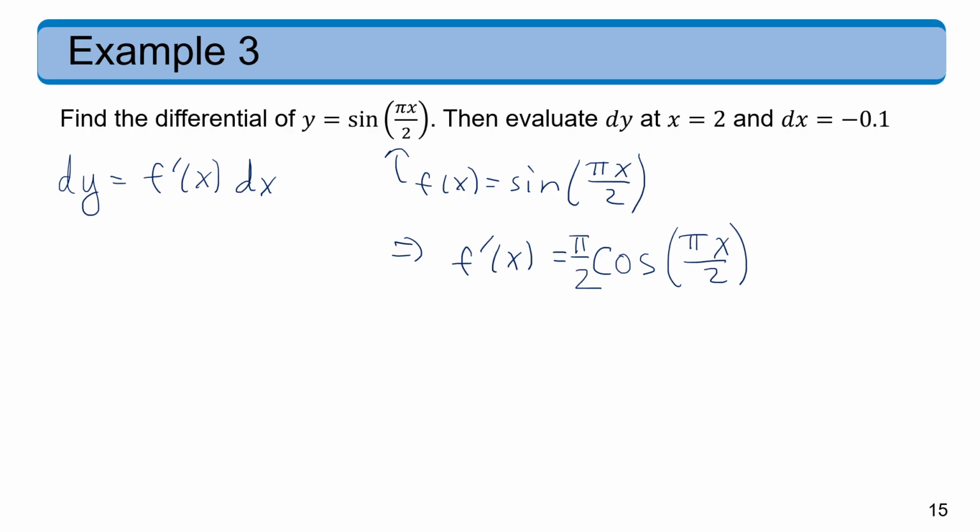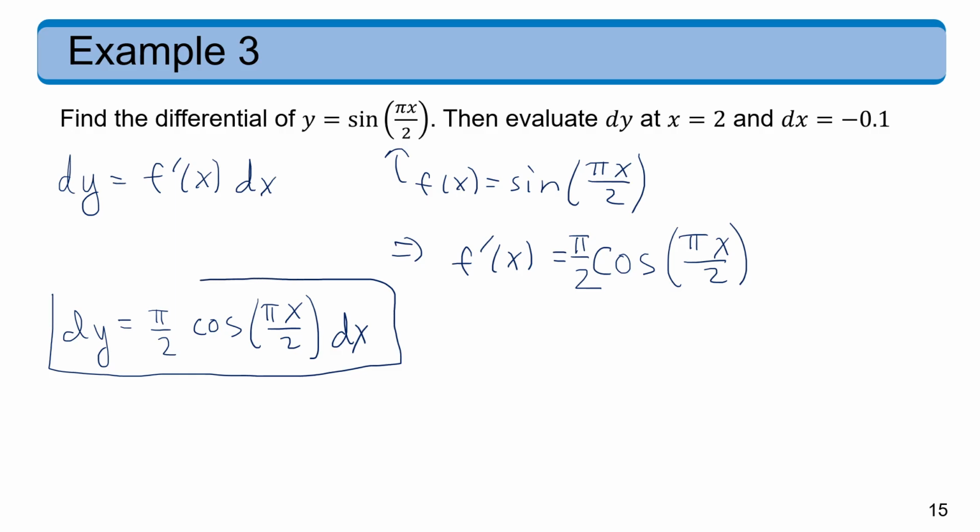So now we just plug that in to our formula for dy. So dy equals, plug in for f prime of x, and then after that we have dx, right? So I just plugged in here, and then off to the right it's multiplied by dx. So that was the first part, was to find the differential, and that's all there is to it. It's pretty simple actually, if you know what they're asking for.